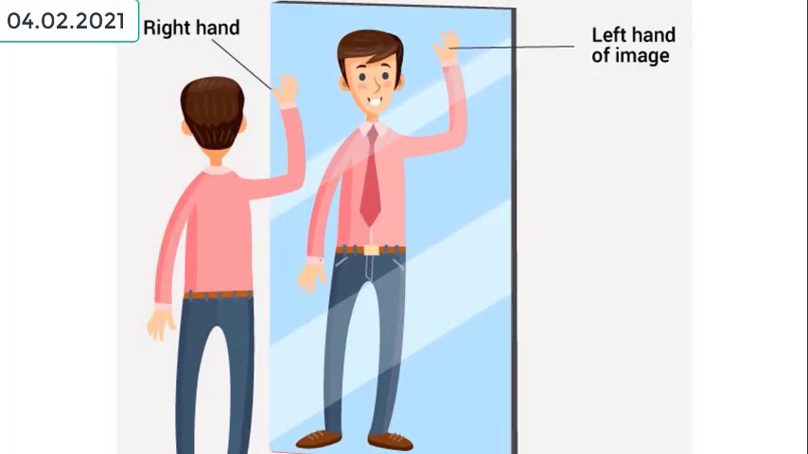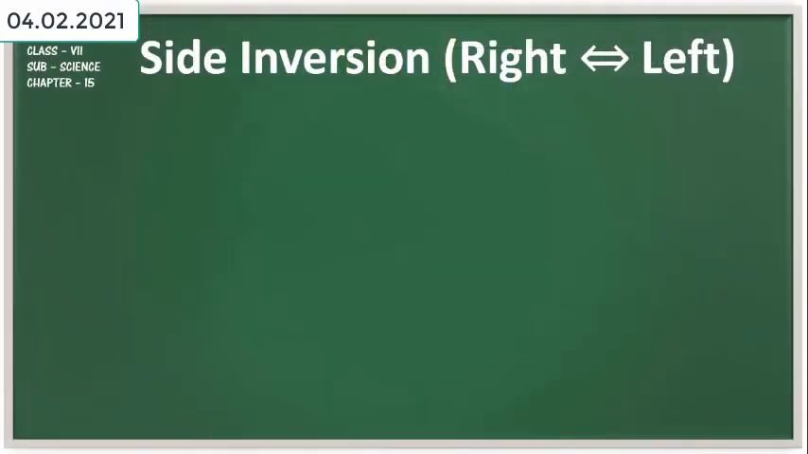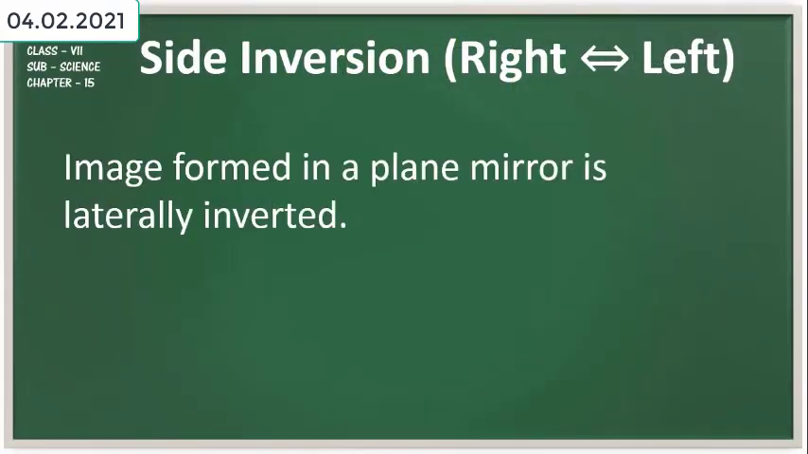This means that the right side of our body becomes the left side in the image, while the left side of our body becomes the right side of the image. It appears as if our image has been reversed sideways with respect to our body. The effect of reversing the sides of the image of an object is called lateral inversion. So, we say that the image formed by a plane mirror is laterally inverted.